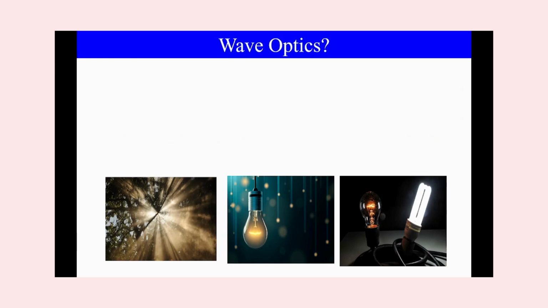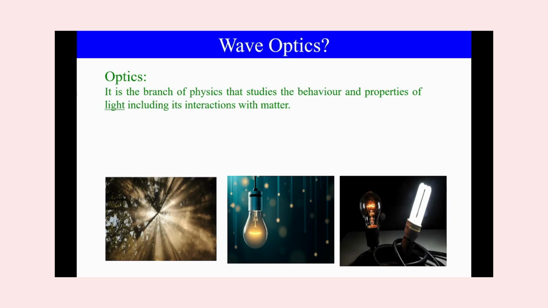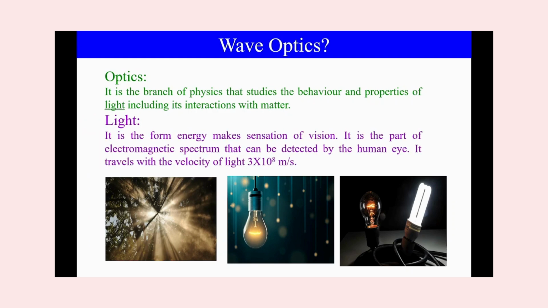Now, before going to the actual syllabus of wave optics, first of all we have to know the meaning of optics. Optics is a branch of physics that studies the behavior and properties of light, including its interaction with matter. What is light? Light is a form of energy that makes the sensation of vision. It is a part of the electromagnetic spectrum that can be detected by the human eye. Light travels with the velocity of light, that is 3 into 10 power 8 meter per second.